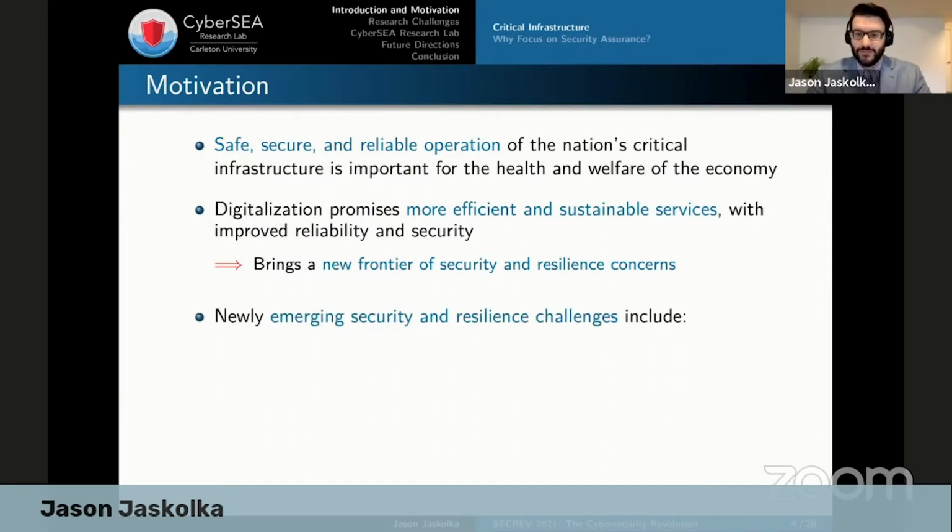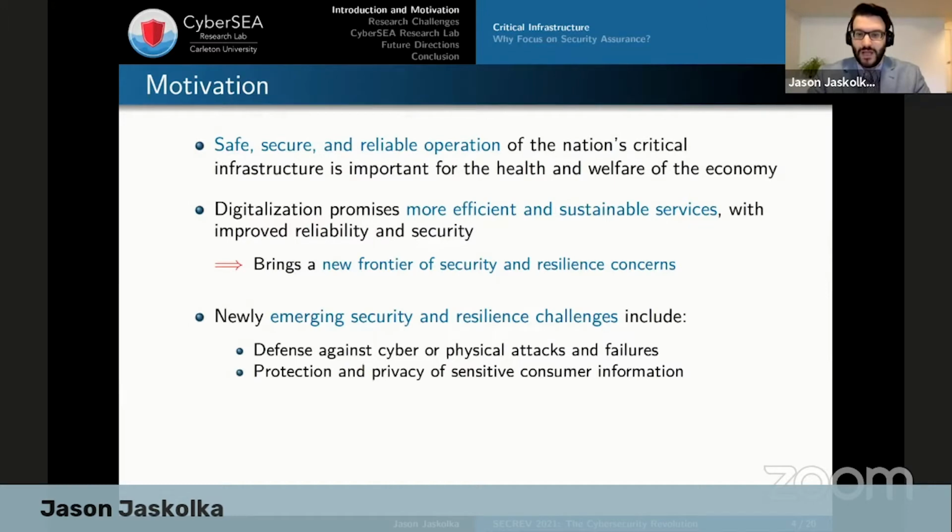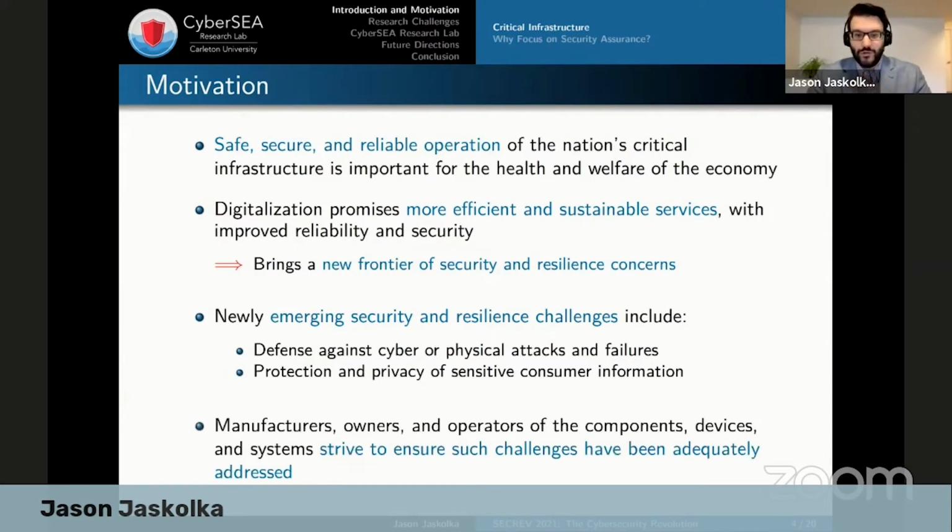These newly emerging security and resilience challenges include a number of different things. We need to look at defenses against cyber or physical attacks and failures. We also need to consider the protection and privacy of sensitive consumer information that's being collected by these different infrastructures. So the manufacturers, the owners, and the operators of all of the different components, devices, and systems that make up our critical infrastructure need to strive to ensure such challenges have been adequately addressed so that we can have some confidence in these services that are provided by these infrastructure systems.